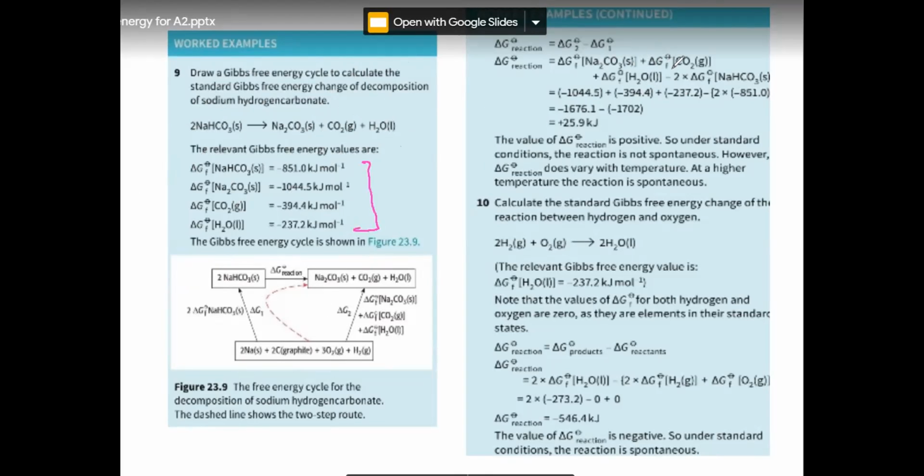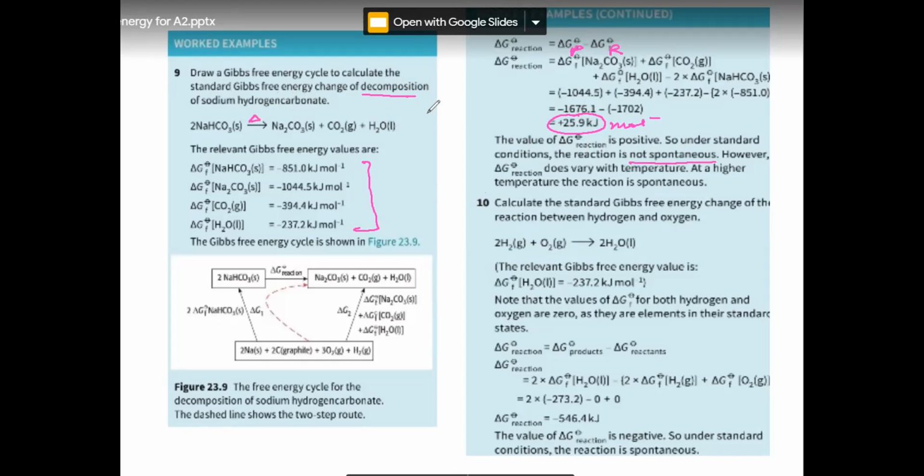You will put the values in the formula, that is delta G of the products minus delta G of the reactants. So this is product minus reactant. You'll put all the values and compute, and on computation the answer is positive 25.9 kilojoules per mole. Because it's a positive value, this reaction will be non-spontaneous, or not feasible. We know that this is a decomposition reaction, so it will not take place at normal room temperature and pressure. So we need to heat it up.